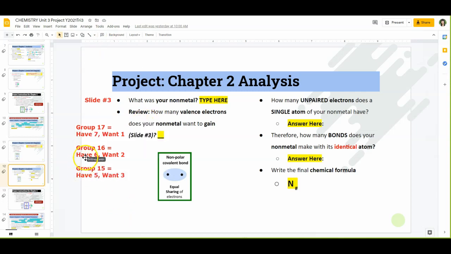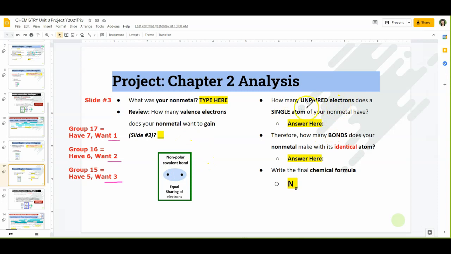Okay, so again, group 17 was if you chose fluorine, chlorine, group 16 if you chose oxygen or sulfur, group 15 if you chose nitrogen or phosphorus. So based on that, how many does it want to gain? Again, depending on what group you're in, group 17 wants 1, group 16 wants 2, group 15 wants 3. Okay, so that should be easy peasy.